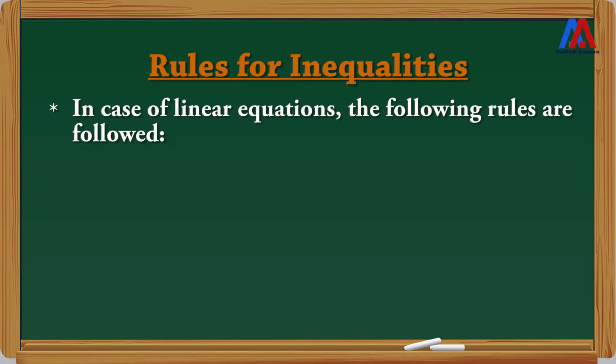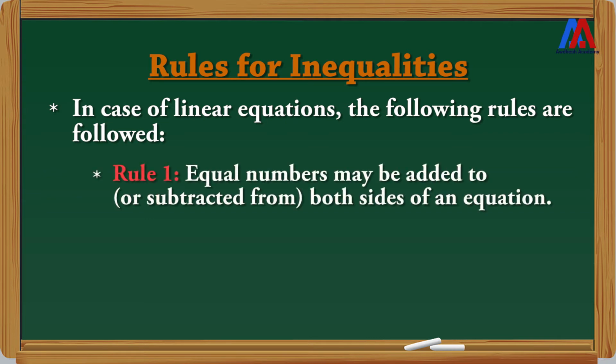We are already aware of the rules for equalities because we have been using them for a very long time. We can summarize the rules. Rule 1: equal numbers may be added to or subtracted from both sides of an equation. So if there is an equation, let us say a equal to b, then we can add on both sides or subtract on both sides any number like plus 3 or minus 3. It is not going to make a difference.